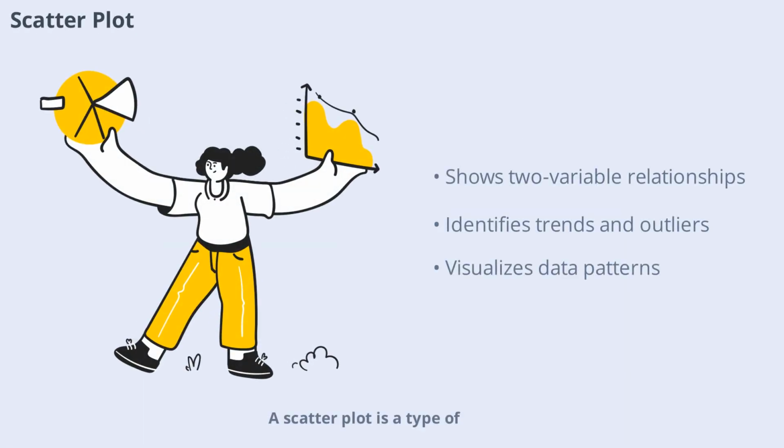A scatter plot is a type of graph that shows the relationship between two variables. Each point represents a pair of values. Scatter plots help us spot trends, patterns, and outliers, making them a valuable tool for visualizing data and exploring relationships.